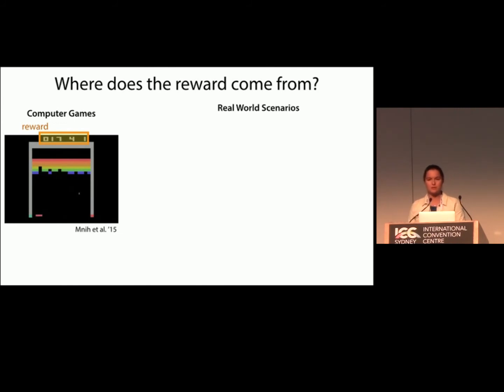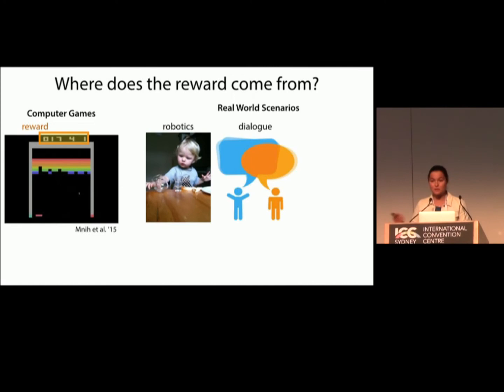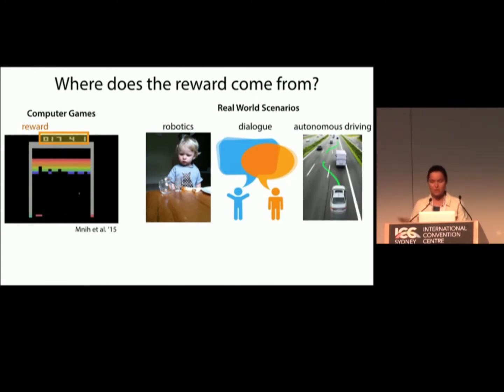But in many real-world scenarios, it's quite unclear what the reward function is actually going to be. For example, in robotics, if you want a robot to be able to pour a cup of water from a pitcher, the real world doesn't just give you a reward function for how well you're doing at this task. And likewise for dialogue, if you want to interact with a human, your reward function is probably some complex function of the emotions and how happy the person you're talking to is. And likewise for autonomous driving, the reward function is going to depend on very complex aspects of the world.